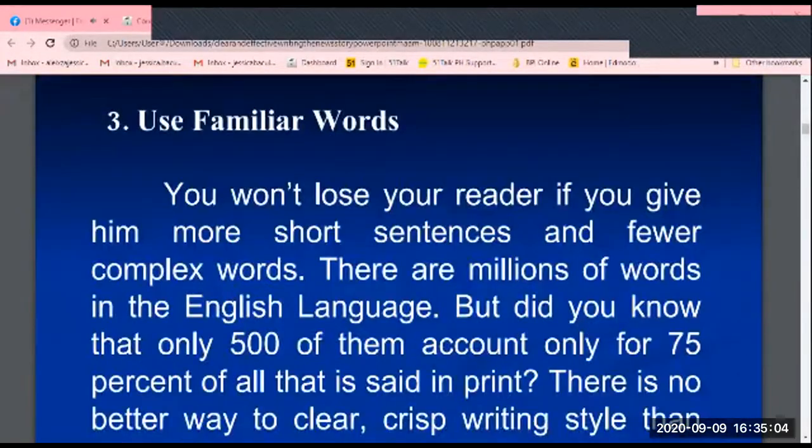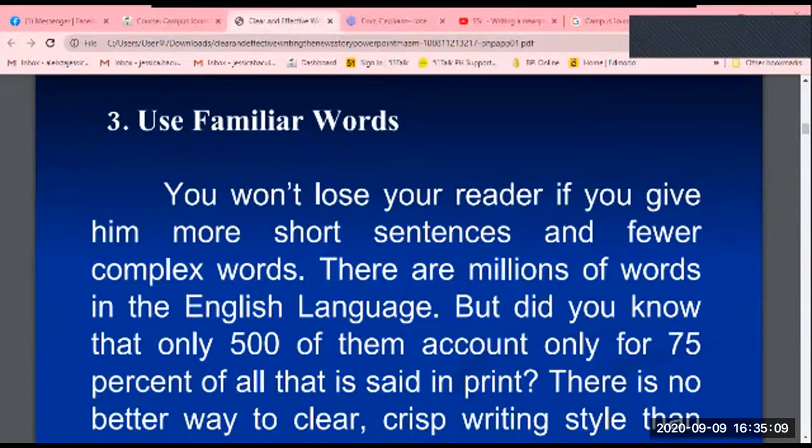use familiar words instead of using highfalutin or complex words.